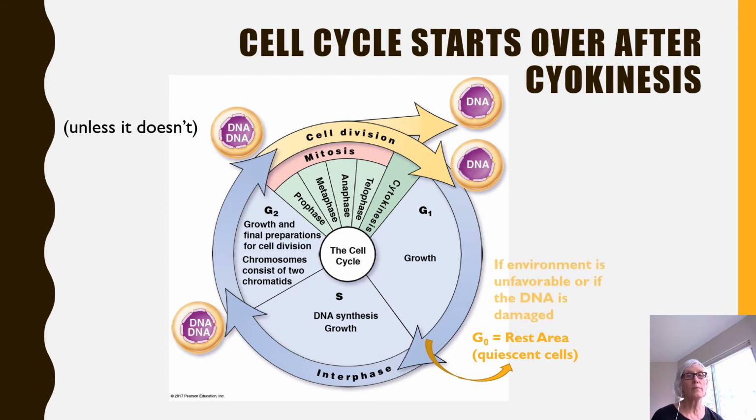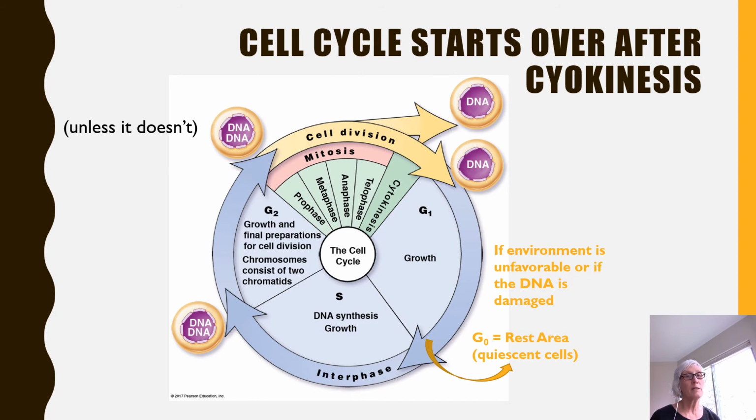Why would that occur? If the environment is unfavorable, or if the DNA is damaged, a cell would not want to copy damaged DNA, or a cell would not want to reproduce if the environment would not support an additional cell. In other words, if there's not enough food, if there's not enough room, something like that, a cell would enter a G0 rest phase before entering the cell division cycle again. Just because you leave the cell division cycle does not necessarily mean you can't go back.